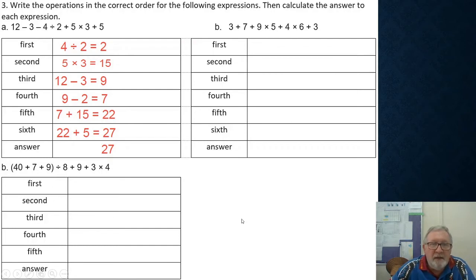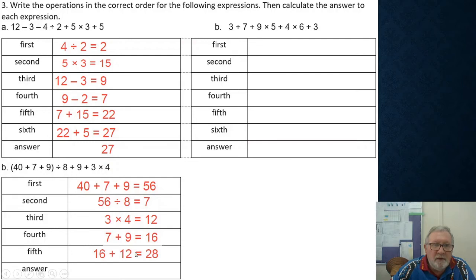Let's have a look at this one here. Brackets first. So the result of those brackets is 56. Working to the next one, divided by 8, gives us 7. Then we should go over here, 3 4s are 12. So now we've got 7 at this end, 12 at this end, and the plus 9 that we haven't done yet. So let's add that 9 to get 16. Add that 12 that we got from here to get to 28, which is our final answer.